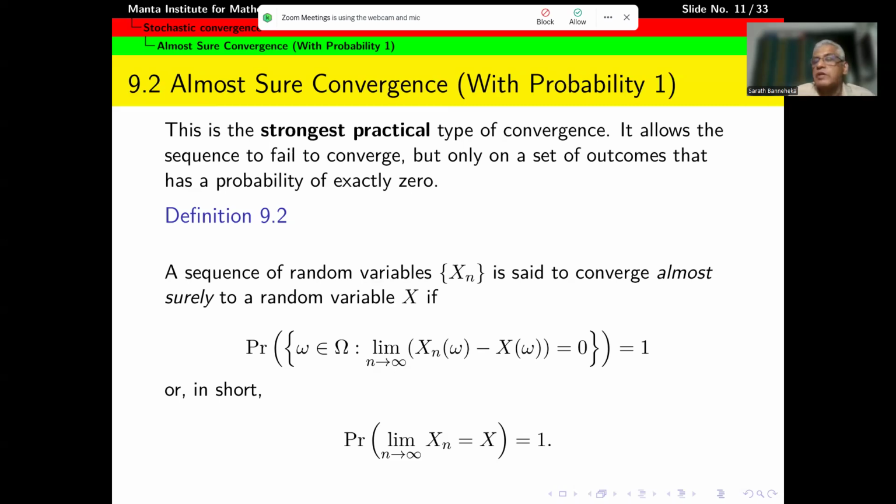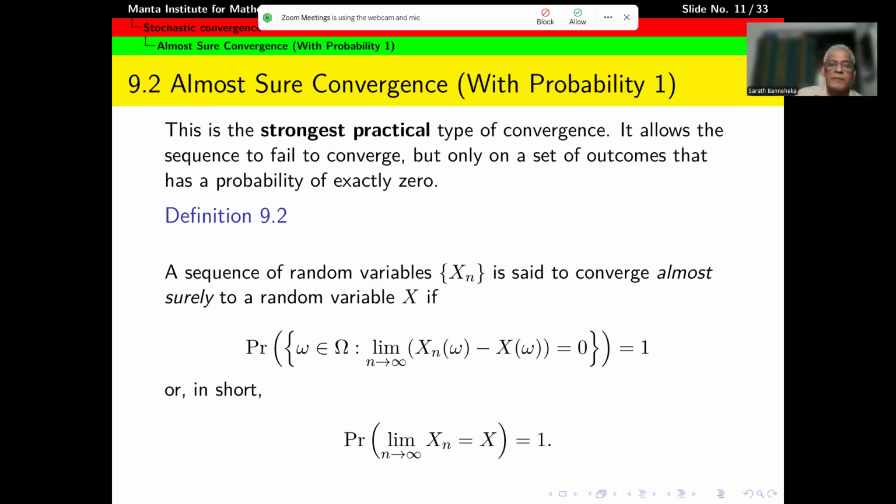So mathematically, this is how we define almost sure convergence. A sequence of random variables X_n, previously I mentioned Y_n, but now it's denoted as X_n. It's okay, you can use Y_n if you want. A sequence of random variables X_n is said to converge almost surely to random variable X if this condition is satisfied. So what is this condition? We are looking at the probability of some event being equal to 1. What event?